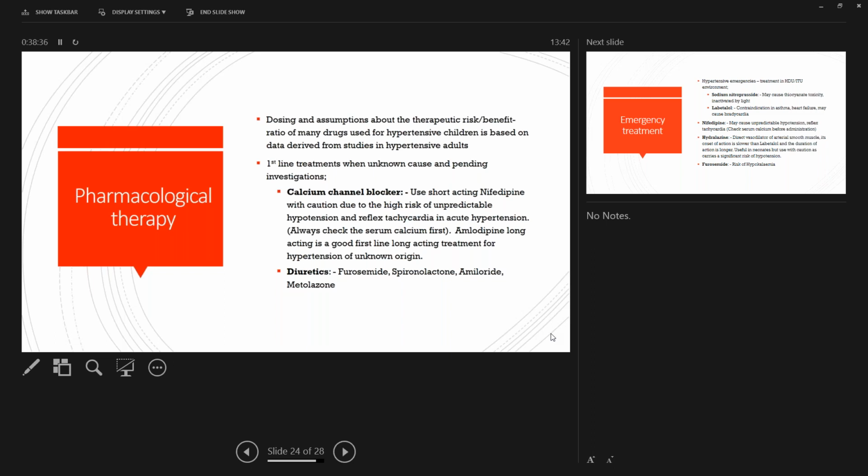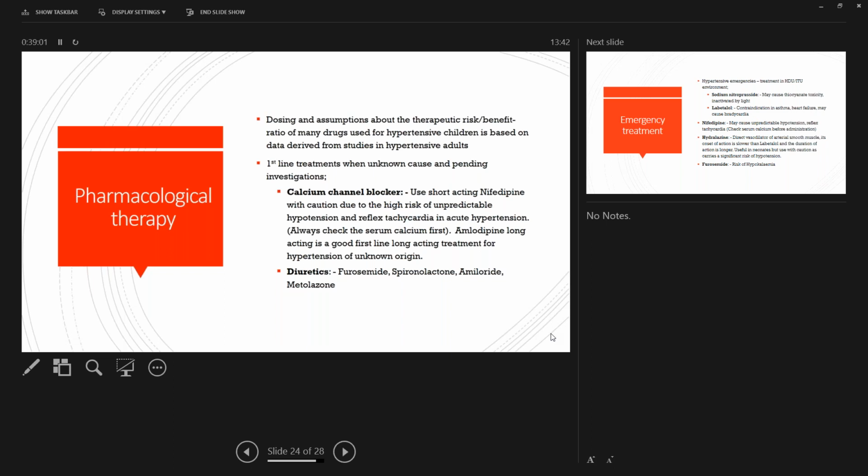You should use this with caution due to the risk of unpredictable hypertension, and younger children can get reflex tachycardia. You should always check their serum calcium first, particularly important in younger infants if you're suspecting an underlying renal cause. And then amlodipine is great for a good first-line long-acting treatment for hypertension of unknown cause.